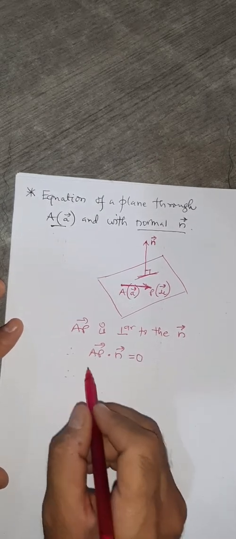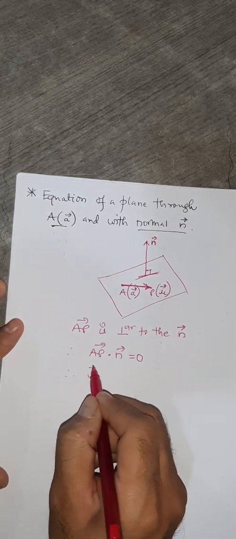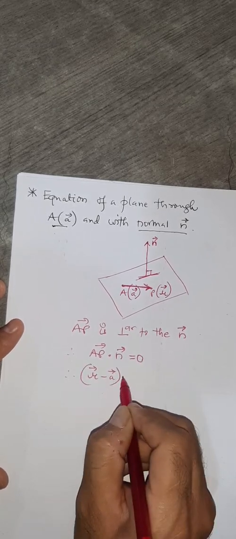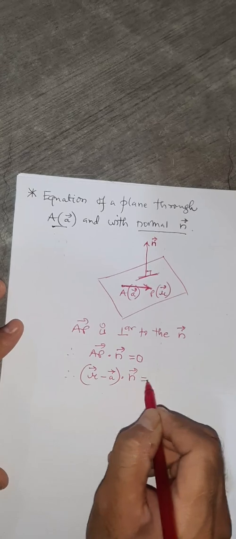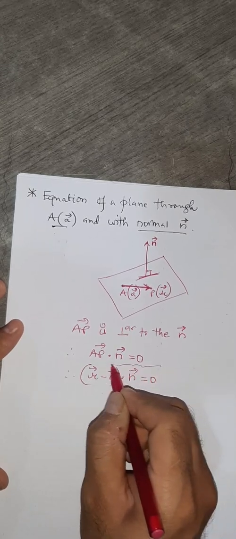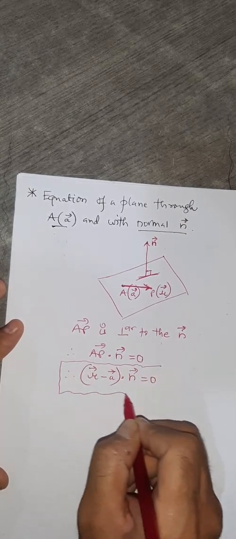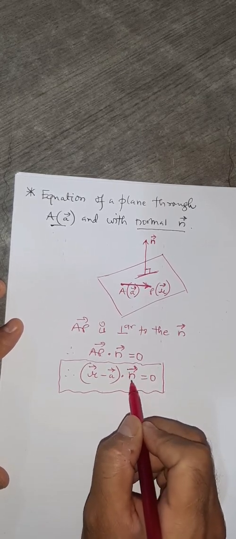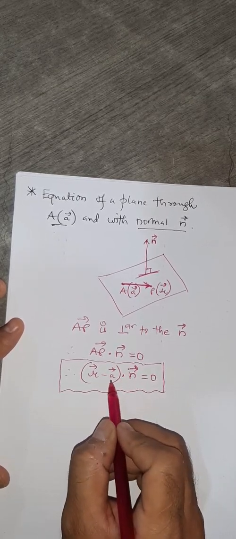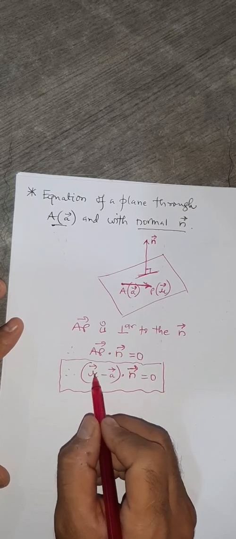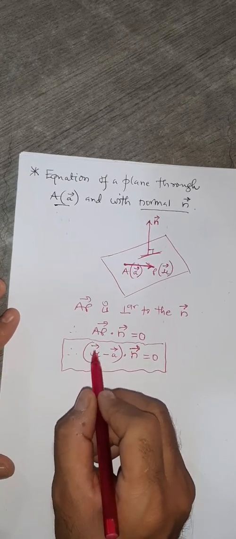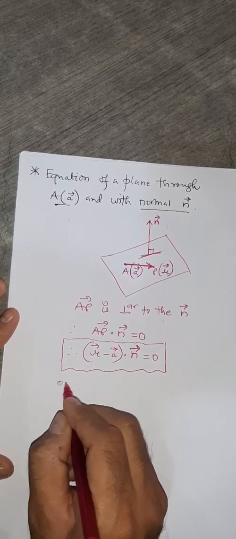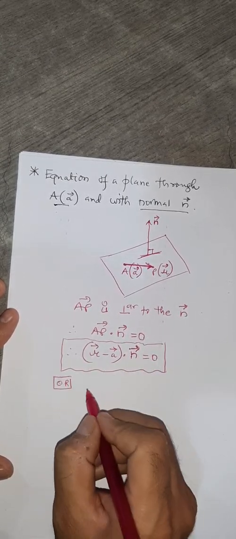Fine. Now here, what is the position vector of this? That is vector r minus vector A dot normal equals 0. So this is also standard vector form. Here, what is this vector n? That is just a normal to the plane. This is a fixed point through which the plane passes, and this is just a variable point. Sometimes you can rewrite this like this, or you just open the bracket.